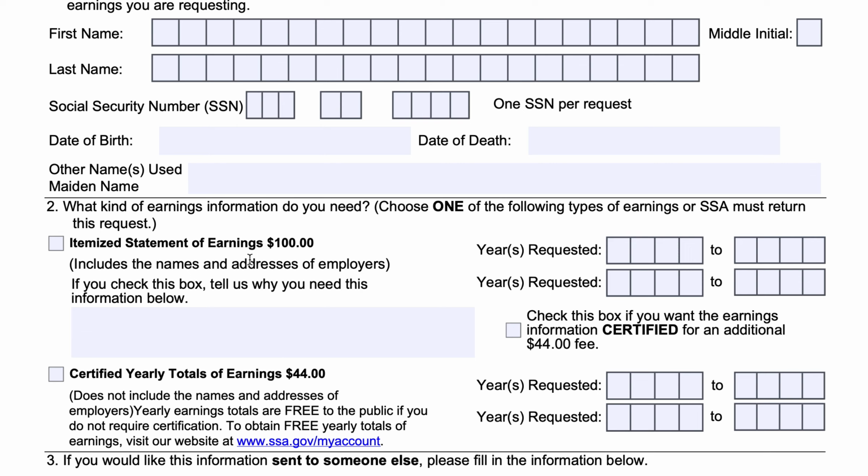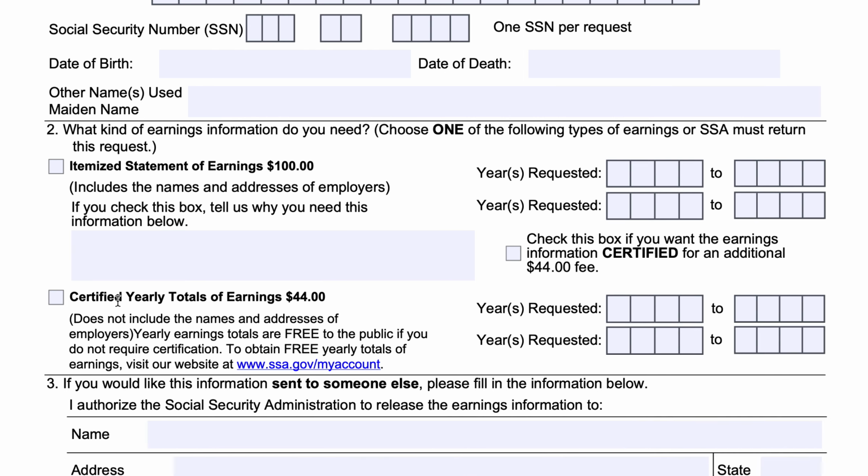And again, this is not for a certified version. This is just for an itemized statement. You'll have to specify the years that you've requested, and you can get this itemized statement to be certified for an additional $44. So you'll notice that that's the same $44 fee that you would incur simply to have a certified version of the yearly totals that you can download for free on the SSA website. And it gives you the link to log into your account. And again, to the right, you'll enter the years requested.